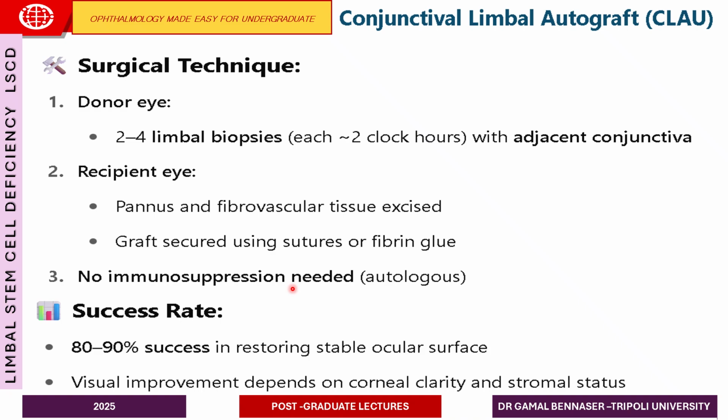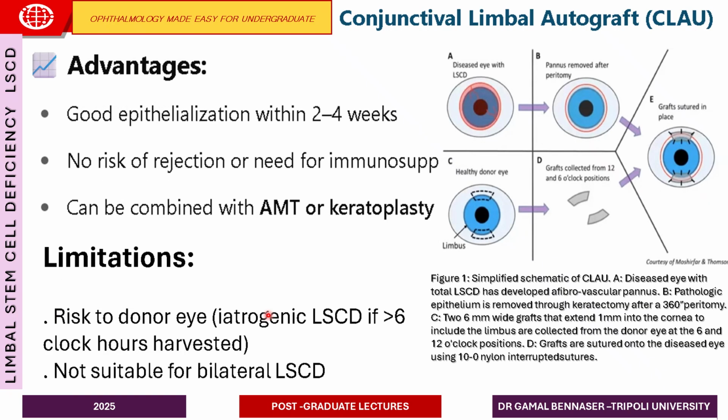And the success rate of these cases is very high, reaching up to 90%. And it is very useful in restoring a stable ocular surface after this procedure. However, the visual function is dependent on the stromal haziness or the stromal status or clarity to determine the final visual acuity. Now, this diagram shows the conjunctival limbal autograft. This is the diseased eye, and this is the normal eye.